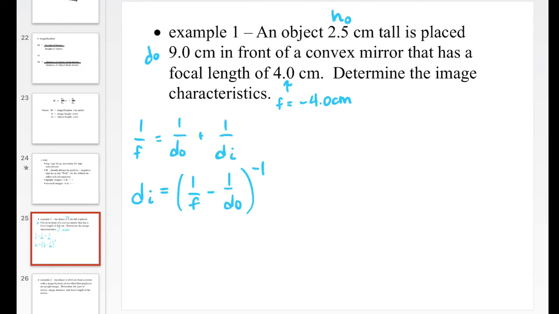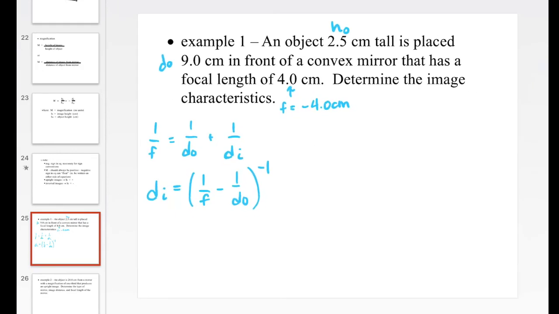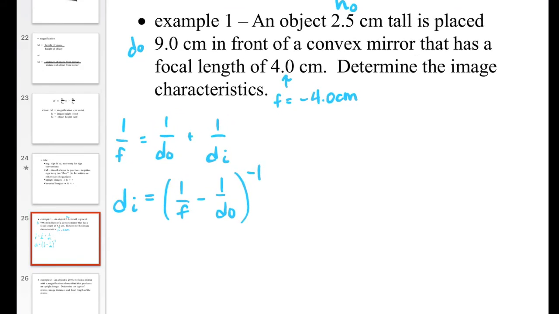Please do not think that DI is just equal to F minus DO. That's not how inverses work. That's not how applying an exponent to subtraction works, okay? You do know that for math, but people tend to forget it with this equation. So I just had to point that out, okay?